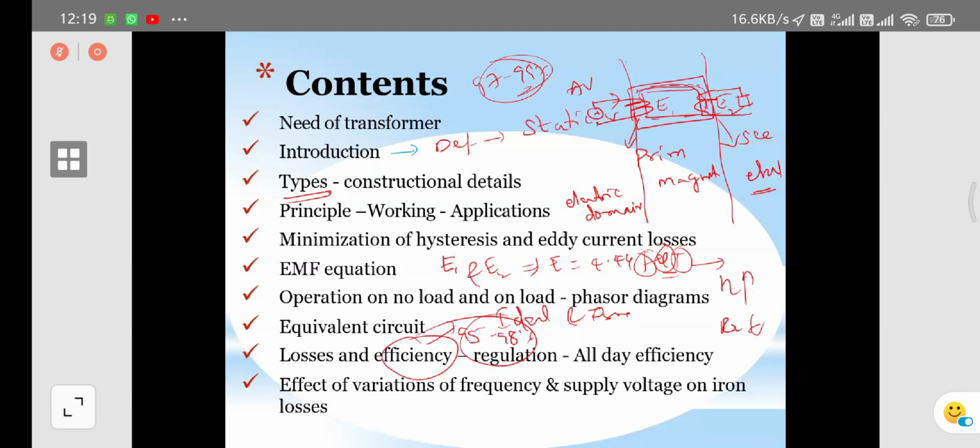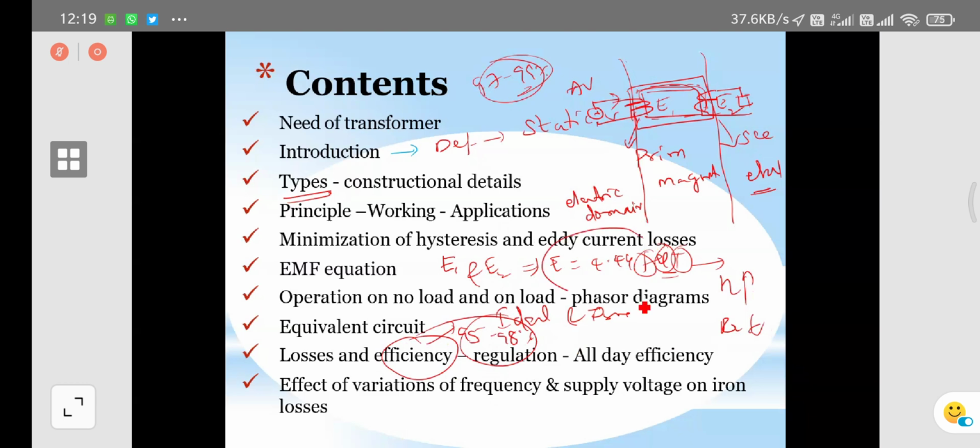Next, all day efficiency. It is the ratio of output energy to the input energy. That is nothing but all day efficiency. The all day efficiency is always less than the commercial efficiency. Okay, and the effect of variations of frequency and supply voltage on iron losses.